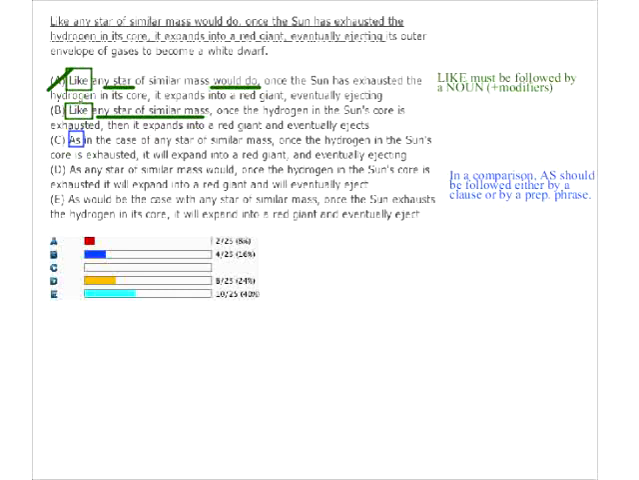Let's look at verb tenses. Remember that verb tenses have nothing to do with grammar. Verb tenses are entirely based on meaning and context. So let's take a look at this. Does anybody have an opinion on this difference? Text box if you do. Expands versus will expand.